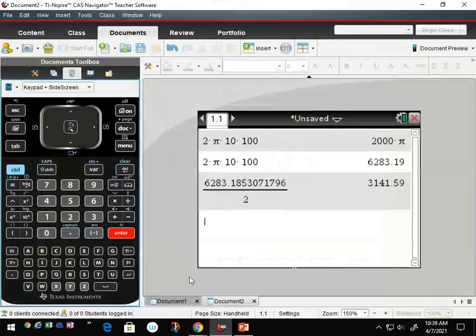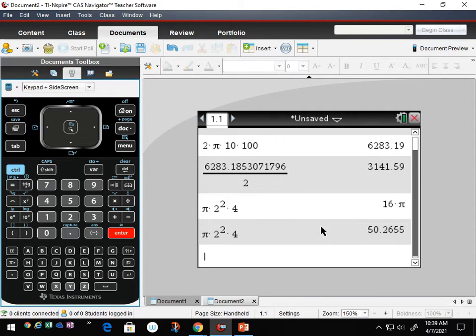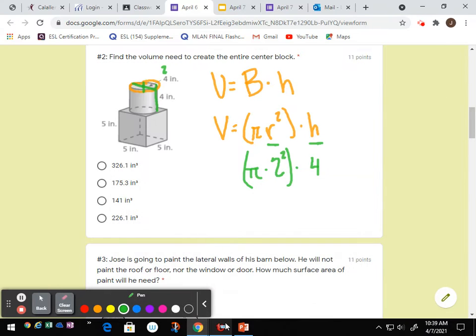Let's go see what this is. Pi times 2 squared times 4. Okay, we get 50 and 3/10 inches, and we found the volume, so cubed. Okay, so there is our cylinder.